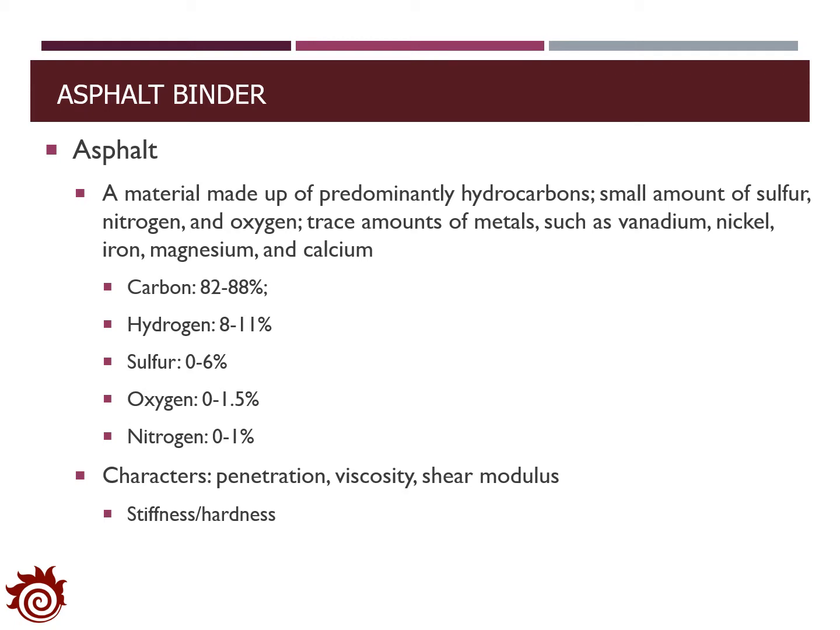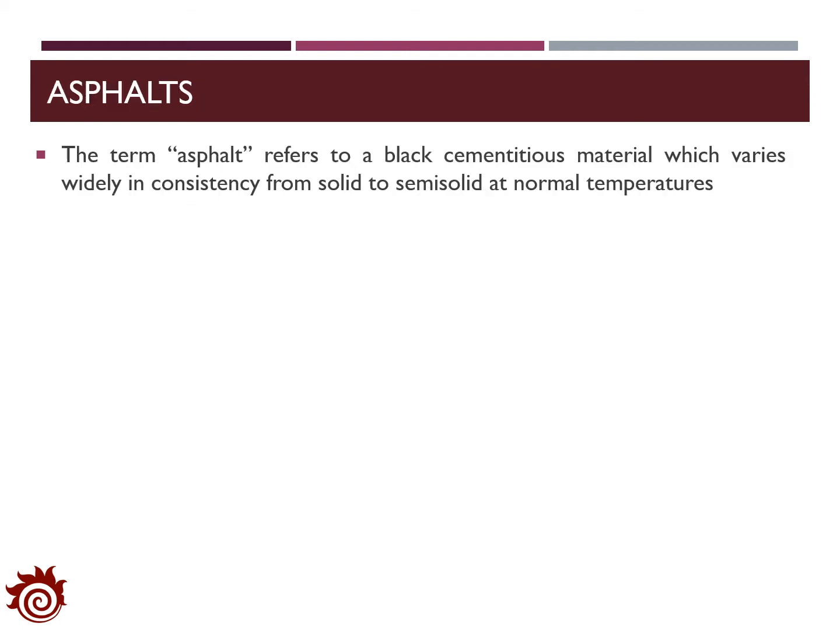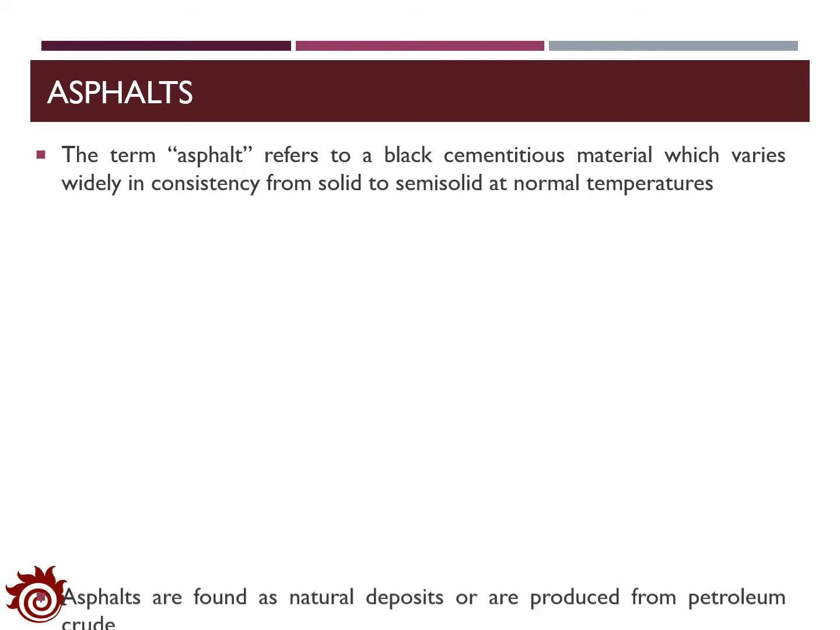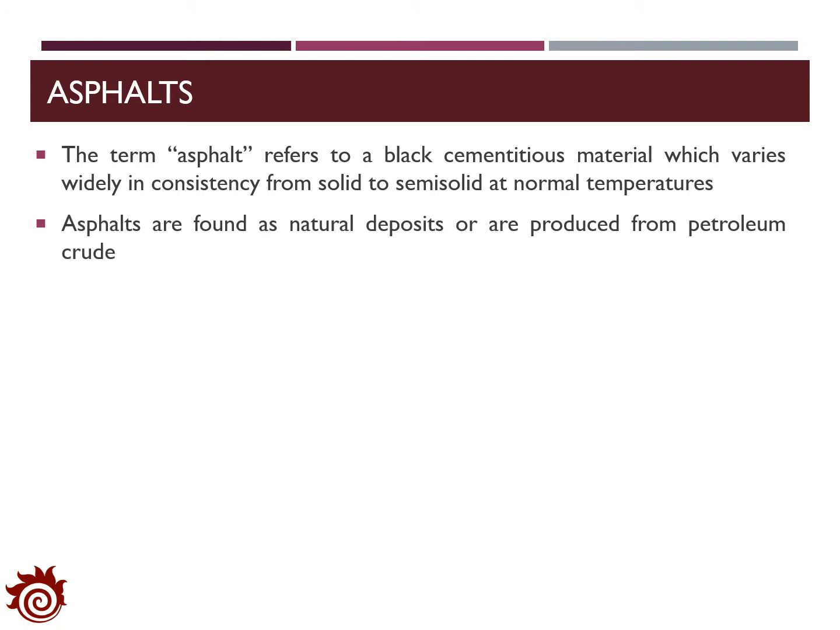Usually, the characters of the asphalt can be measured with three tests: penetration test, viscosity test, and shear modulus test. These tests can measure the stiffness or the hardness of asphalt, and this character is very important for the pavement design. Asphalt actually refers to the black cementitious materials. It could be solid or semi-solid at normal temperatures. Usually, asphalt can be found as natural deposit or is produced from petroleum crude.